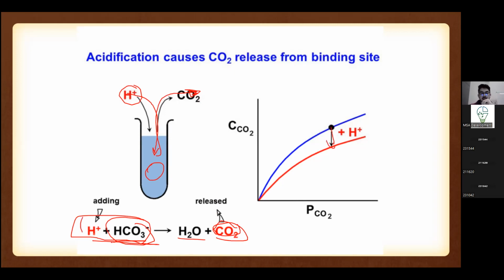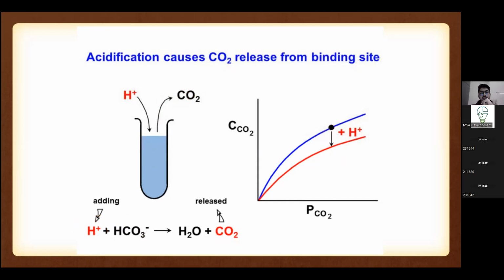So when H plus is added, it's going to interact with HCO3 minus, which is a form of carbon dioxide, and it's going to convert it to CO2. This CO2 is going to escape the solution, and therefore we are going to see a right shift. This looks more like a shift downward, but that's due to the shape of the graph. Actually, it's a shift to the right.